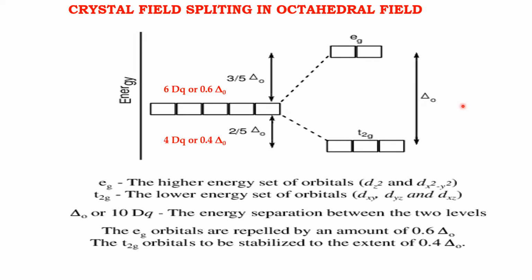So we have seen and explained which are the t2g levels. dxy, dyz and dxz are the t2g levels, while dz square and dx square minus y square are the eg levels. This is the crystal field splitting that happens in an octahedral field. So we have seen this in the previous class.